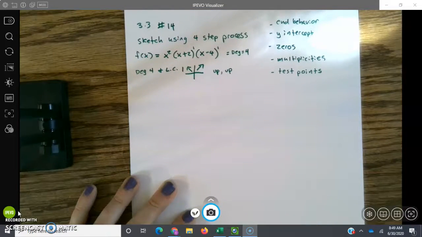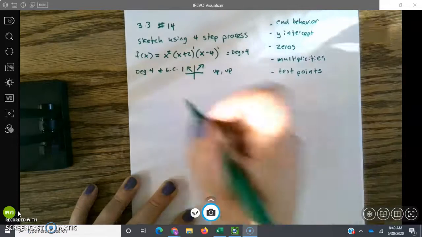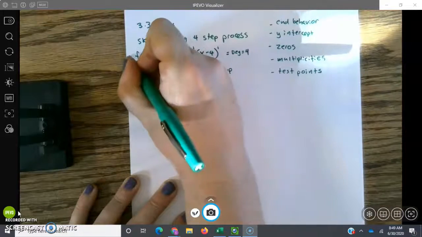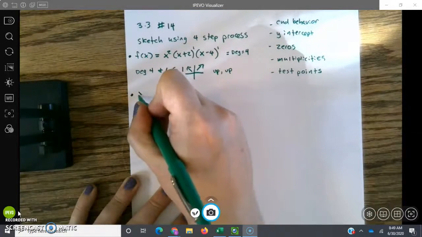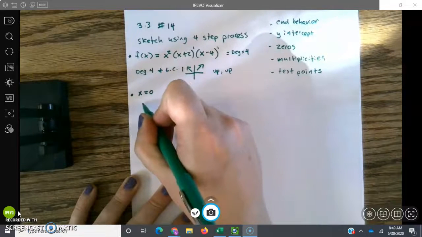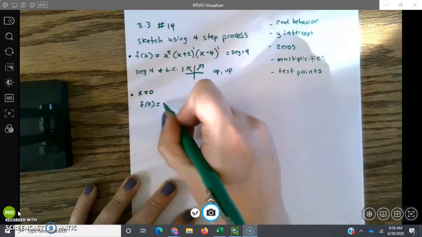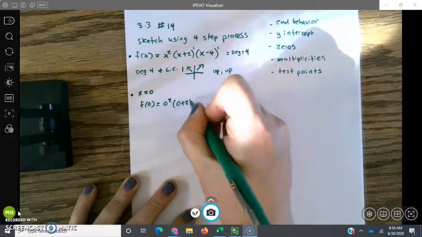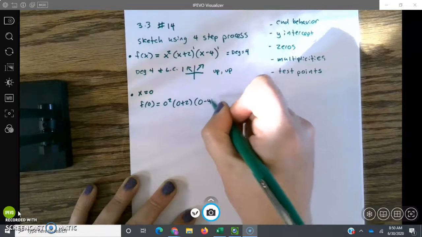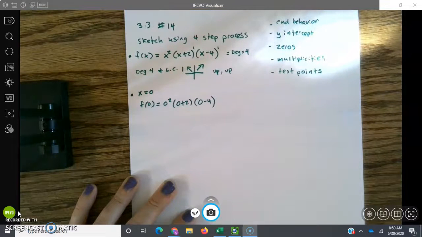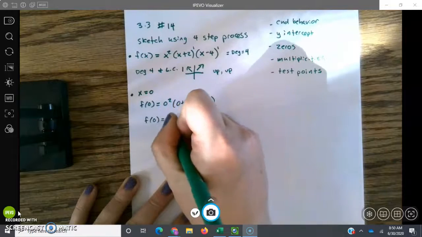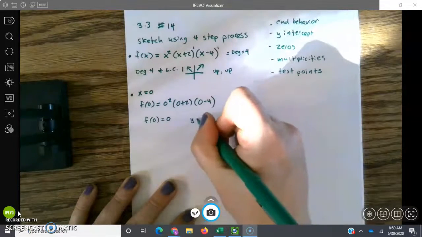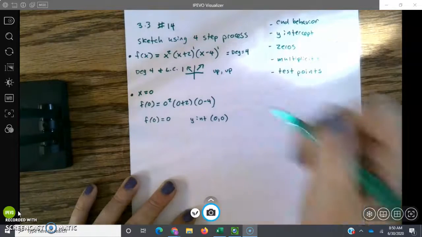The y-intercept, so that was the first part there. The next part here, let's just put a little bullet here, is find the y-intercept. So if we make x equals 0, we can find the y-intercept. Okay, so we plug that in. So we get 0 squared is 0, and 0 times anything is 0. So we get our y-intercept is 0, 0.